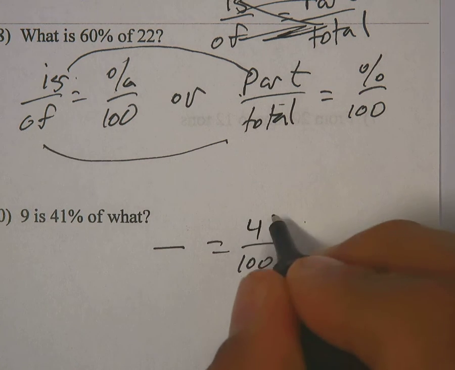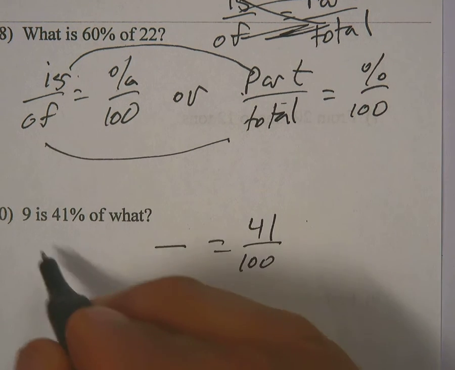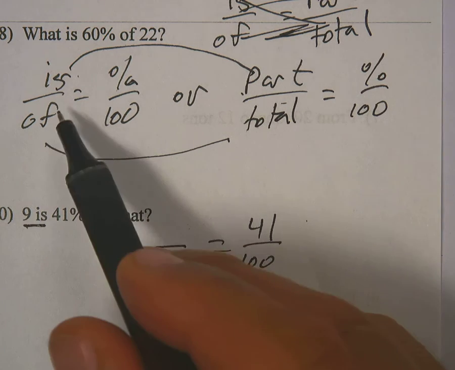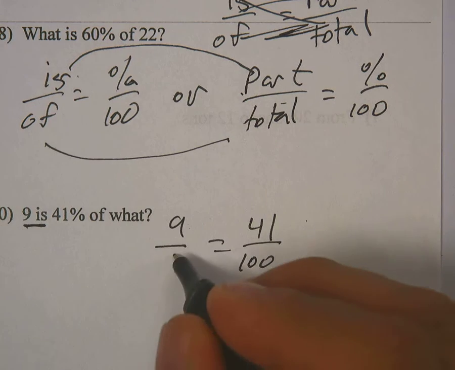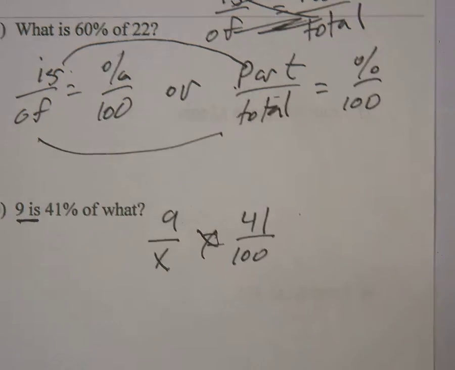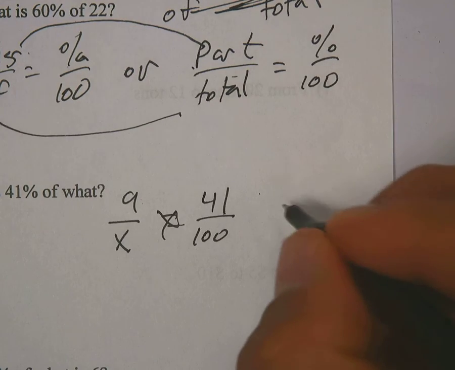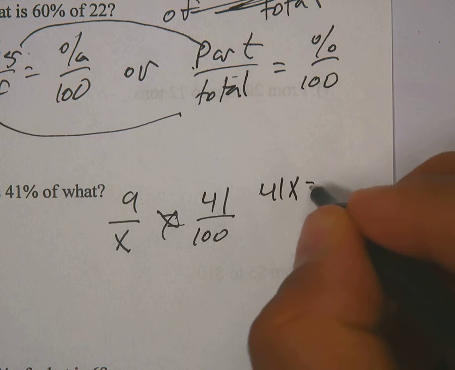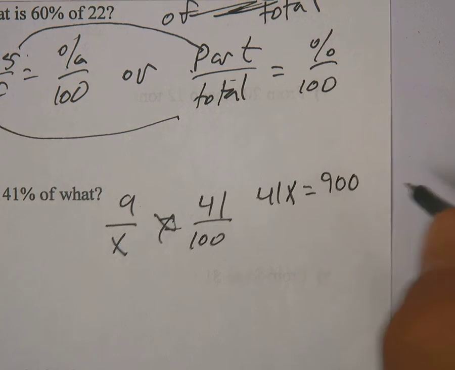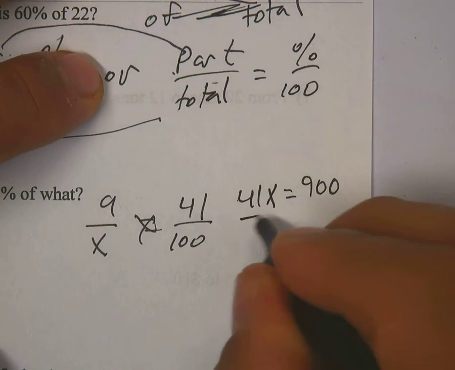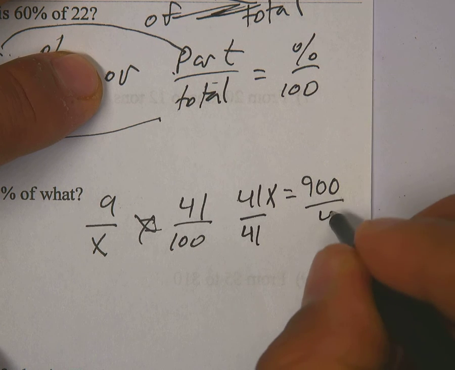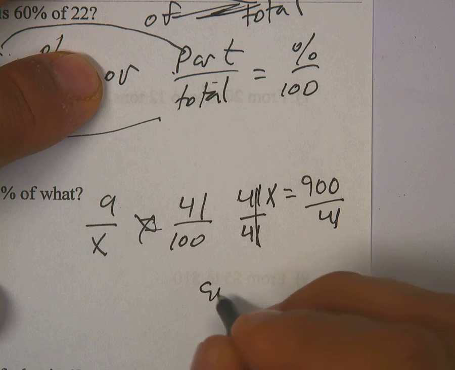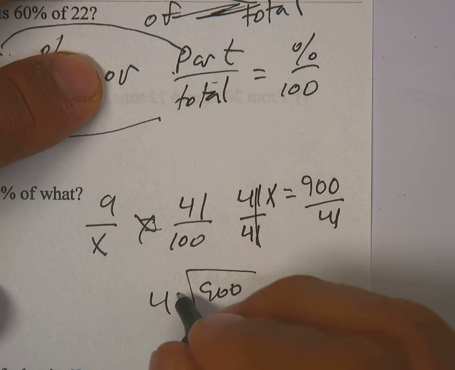So I'm going to put it there. And then it says 9 is, see? The word is on top. So that means that this number goes on top. And then you put an X. You cross multiply, you get 41x equals 900. And then you're going to divide by whatever's next to the X, or next to the variable. So 41. And so now 900 divided by 41.